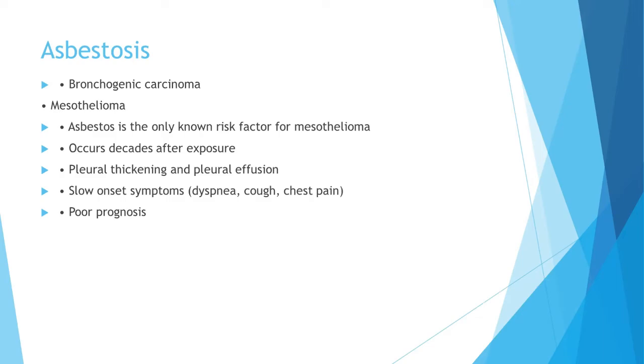Now, there is an incidence of bronchogenic carcinoma and mesothelioma in these patients. Bronchogenic carcinoma is most commonly seen with asbestosis, and mesothelioma is most specific for asbestosis. So don't confuse yourself in the exam about which one is associated highly with asbestosis: that is bronchogenic carcinoma. And which one is associated specifically with asbestosis: that is mesothelioma, because asbestos is the only known risk factor for mesothelioma. It occurs decades after exposure.